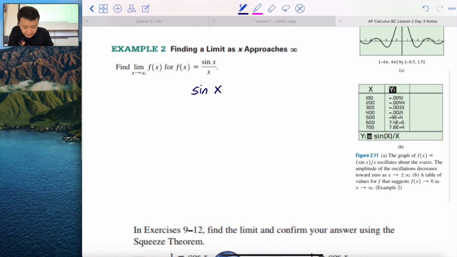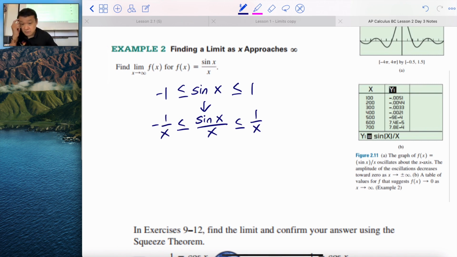Rather than starting right away with sine of x over x, we start with the idea that sine of x is always in between these two numbers. Sine of x would be in between -1 and 1. And from there, I'm concerned with the function defined as sine of x over x. So I could divide every part of this inequality by x, dividing the left side by x and the right side by x, but the inequality still holds true.